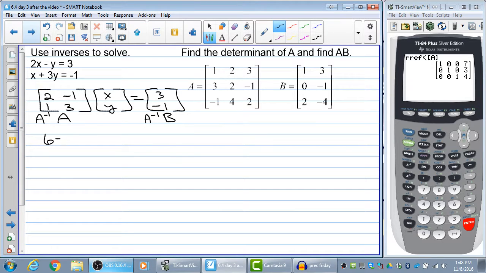We have 6 minus negative 1, that is 7. So we have 1 over 7 times [3, 1; -1, 2]. So you switch 2 and 3 and you make the others opposite. Looks like we switched the others, but we didn't. We just made them opposite. And that's times [3; -1].